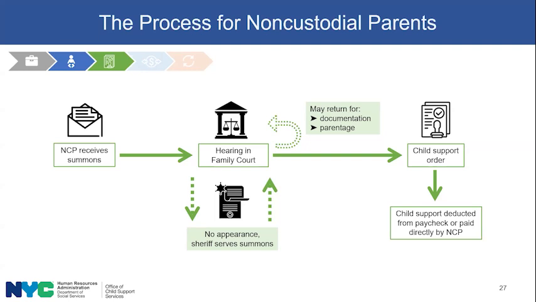In terms of default orders, if the NCP does not appear in court, then a default order can be issued without input from him or her. If employed, the NCP typically begins to have their child support automatically deducted from their paychecks. Payments are usually deducted after 2 to 3 pay cycles, so the NCP will be required to make payments themselves before that, to avoid accruing debt.